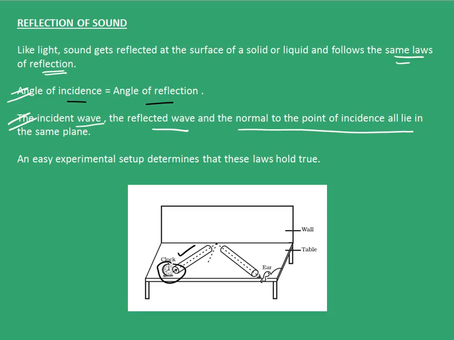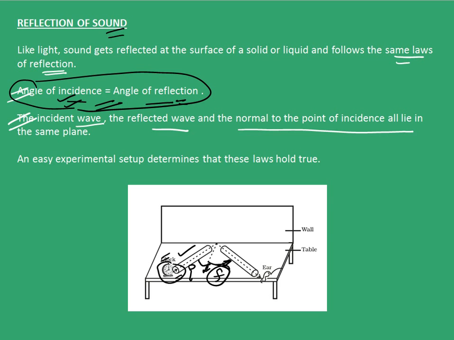Now the second tube is rotated starting from 0 degree with this normal. We initially hear a faint sound of the clock ticking. Now as soon as we increase this angle, we find that when the angle of incidence, which is this angle I, is equal to the angle of reflection, which is this angle, let's say F, we hear the clock ticking the loudest. Now when we increase this angle of reflection F beyond this criteria, the sound again starts to become faint. Hence we say that angle of incidence is equal to angle of reflection in case of reflection of sound.